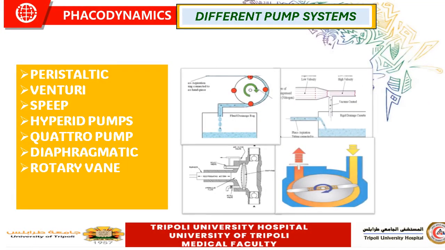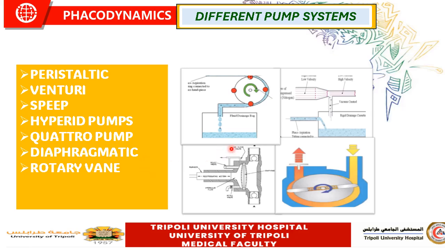Different pump systems have been invented from the origin of phacoemulsification till now. The most famous and the most common are the peristaltic pumps and the Venturi pump, and now recently the Speed pump by Oertli, and also there are hybrid pumps that utilize both the peristaltic and Venturi principles, and the Quattro pump, which was invented by the Zeiss company, and also the diaphragmatic and rotary vane pumps.